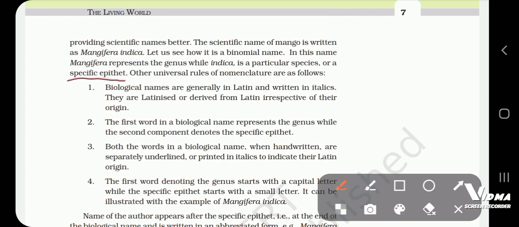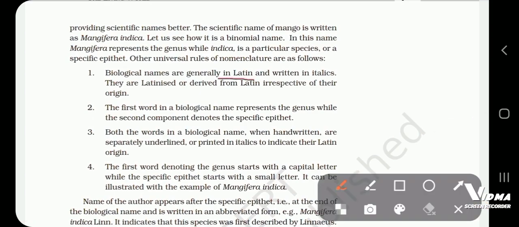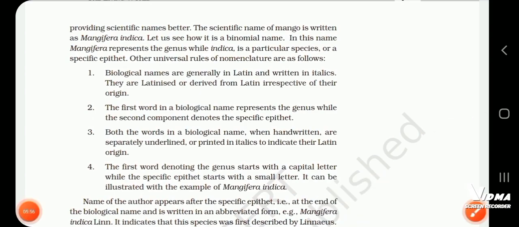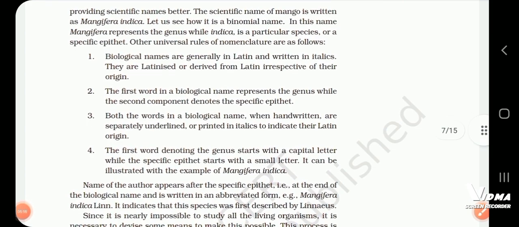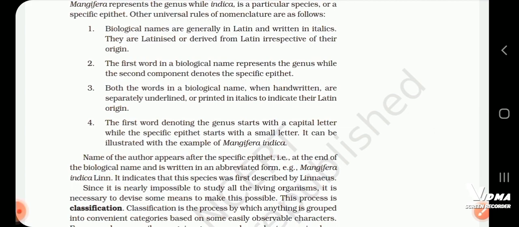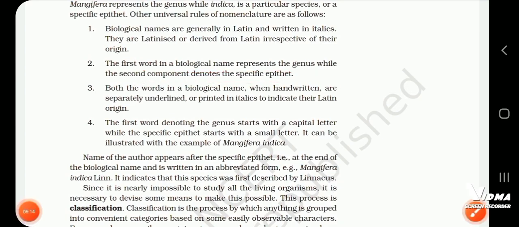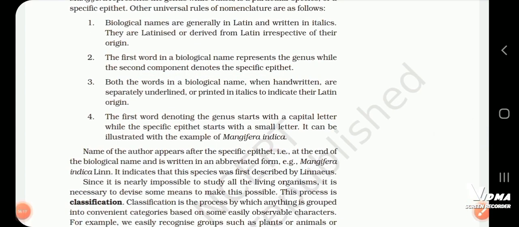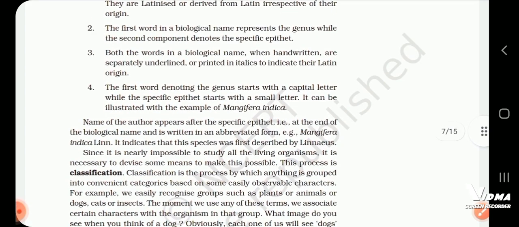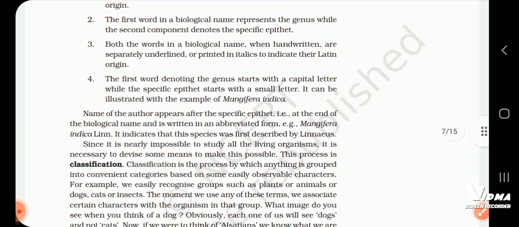Other universal rules of nomenclature are as follows. Biological names are generally in Latin and written in italics. They are Latinized or derived from Latin irrespective of their origin. The first word in a biological name represents the genus, while the second component denotes the specific epithet. The genus name starts with a capital letter, while the specific epithet starts with a small letter. It can be illustrated with the example.